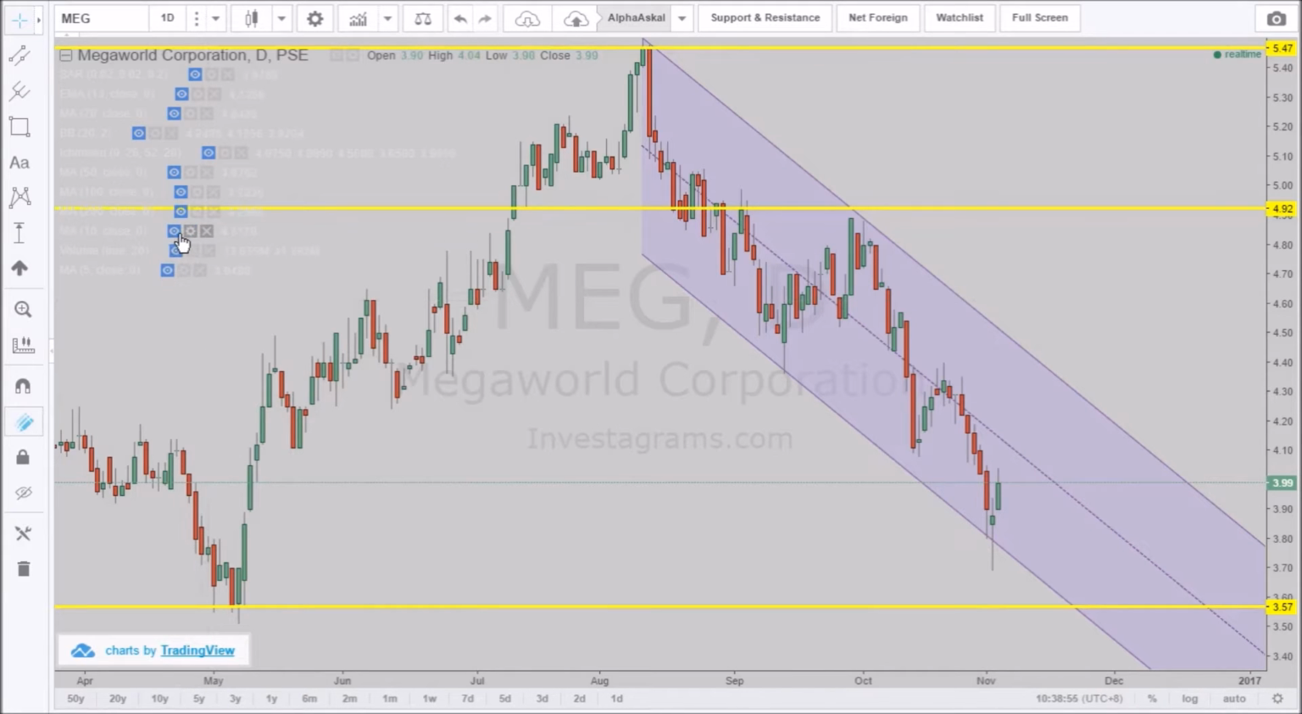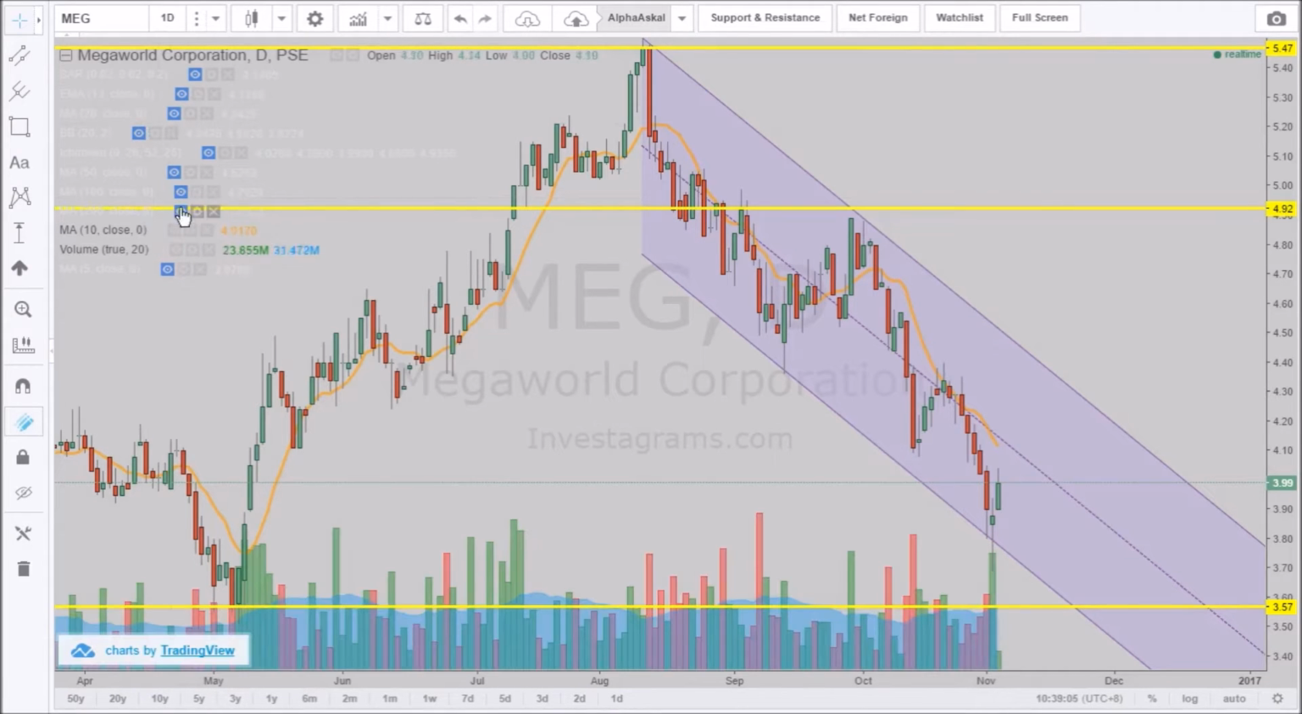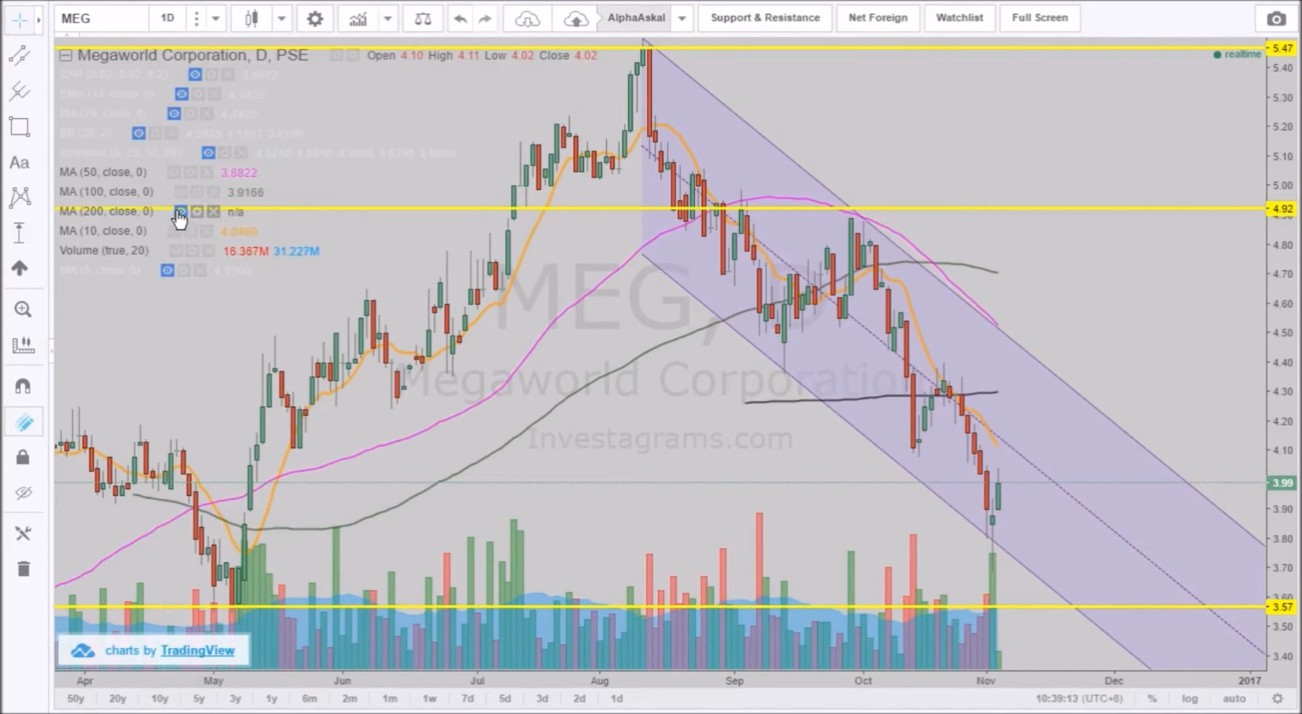So I do moving average first. So we have moving average 10, moving average 20, moving average 50, and 100, 200, and I use exponential moving average 13. Okay, so let's look at these moving averages first.